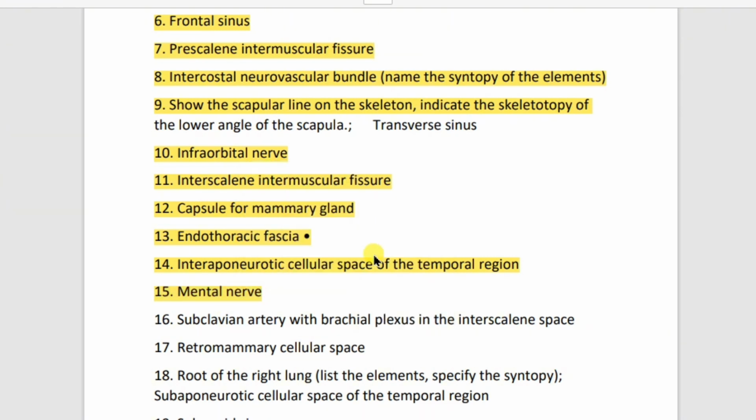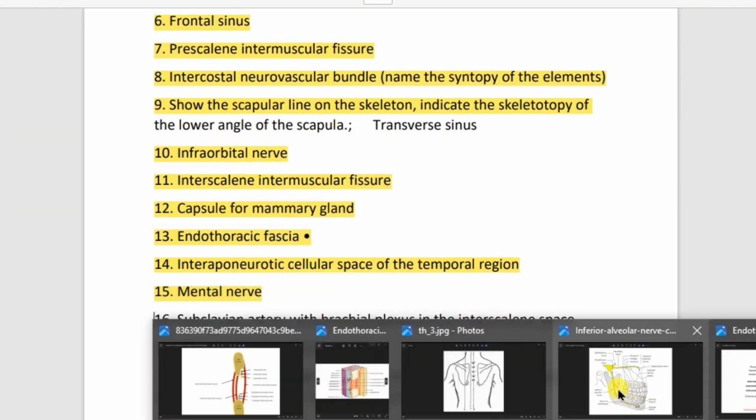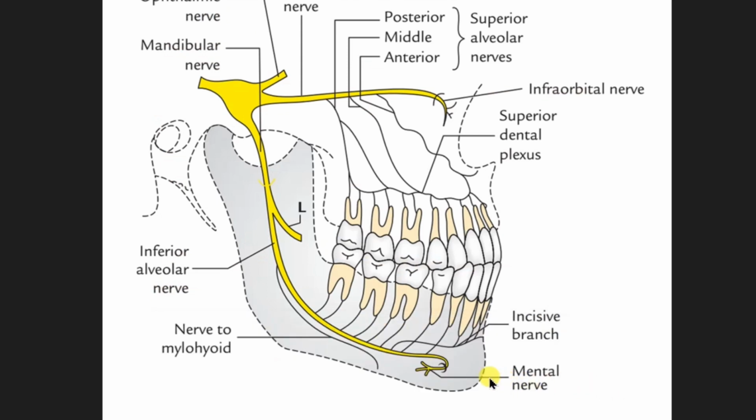So let's see what it is. Here, guys, you can see the mental nerve. This one is itself a branch of the inferior alveolar nerve, which is itself a branch of the mandibular nerve, and the mandibular nerve is a branch of the trigeminal nerve. So what's the function of the mental nerve? It provides sensation to the front of the chin and lower lip, as well as the gums of the anterior mandibular teeth, as you can see here.